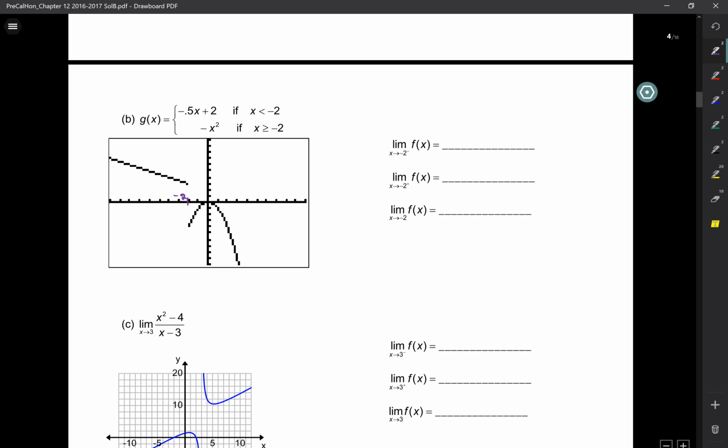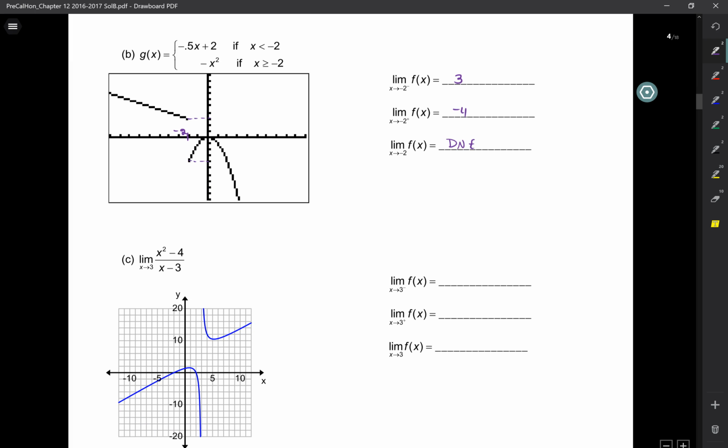Okay, so -2 is here. That's -2, yes? So the limit as x approaches -2 from the left side is 3. The limit as x approaches -2 from the right side is -4. Because the left and the right limits are not the same, it's undefined. No, it's not undefined. It does not exist. We do not say undefined. We say does not exist. We write DNE. It is DNE. It's a thing.